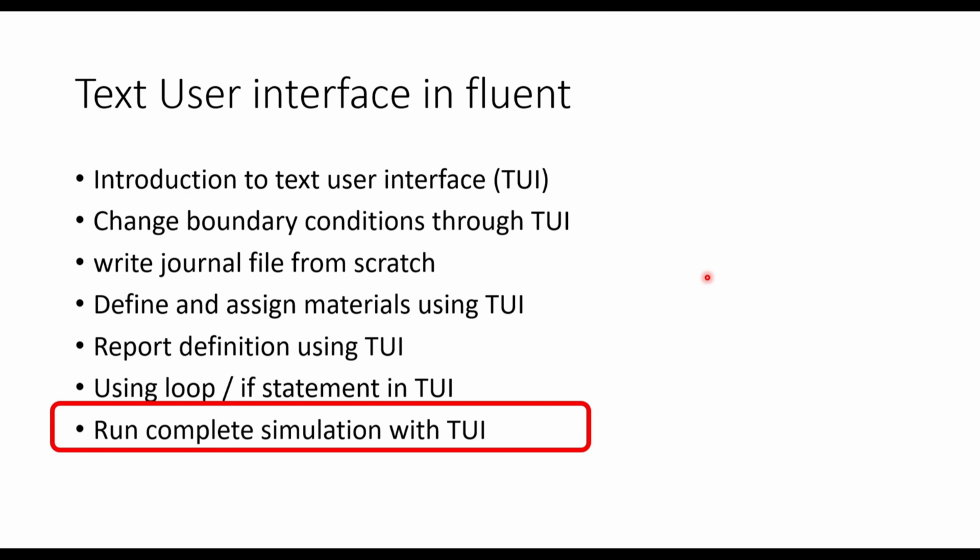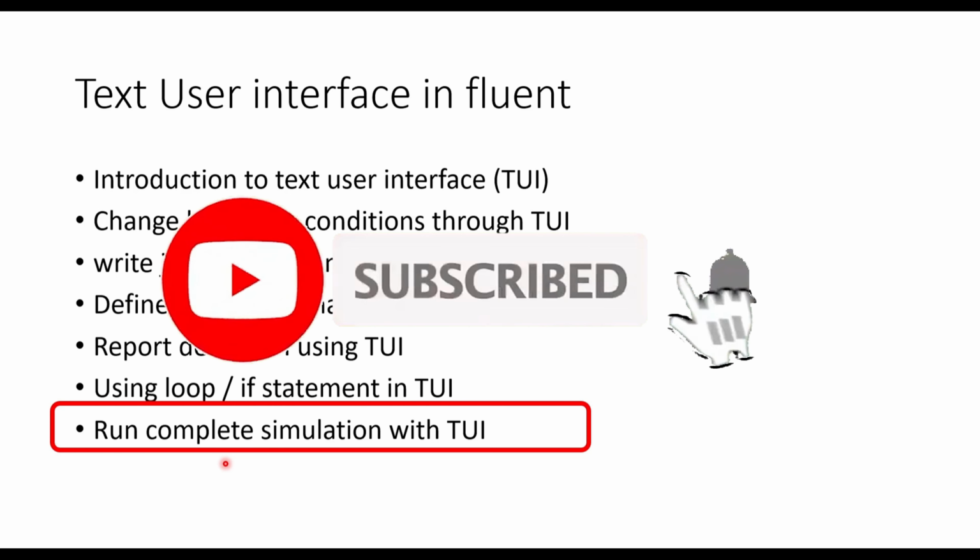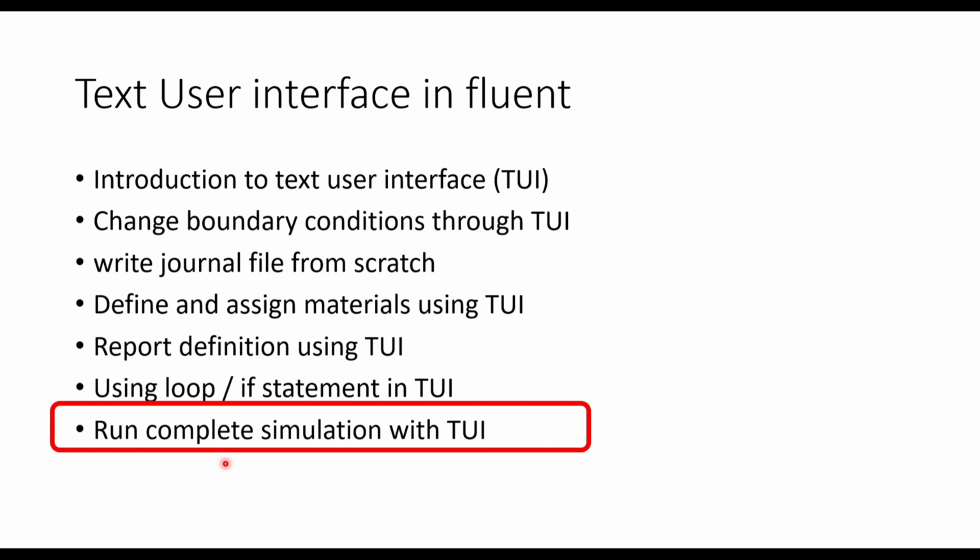Let's continue with our series on the text user interface. I have discussed all these points. We are going to run a complete simulation, which will start from defining boundary conditions, defining material, and assigning material to the respective zone. Then there will be a journal file, or a function using a loop statement, a do loop, defining report conditions, and then at the end some commands for post processing. Let's see what it looks like.